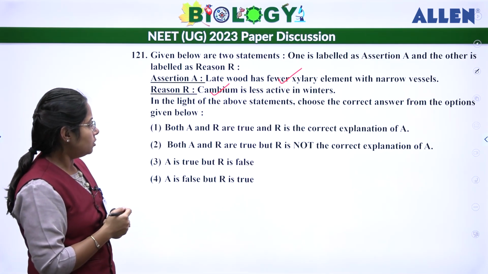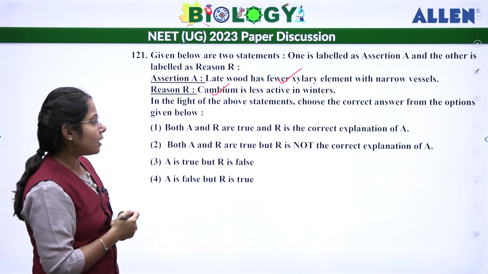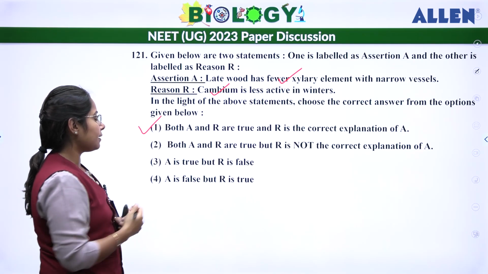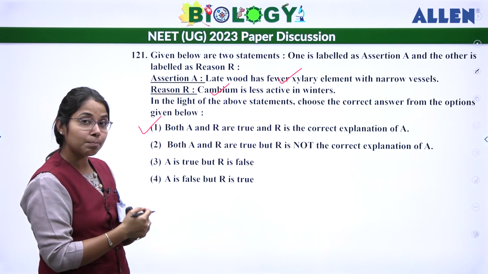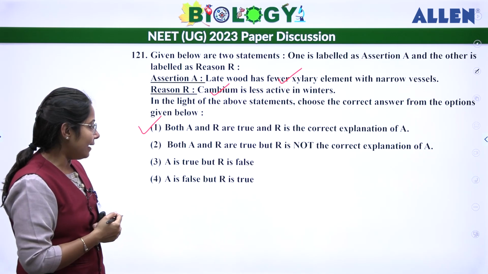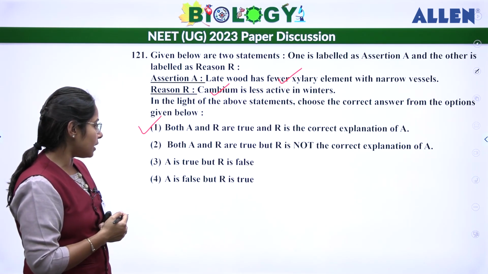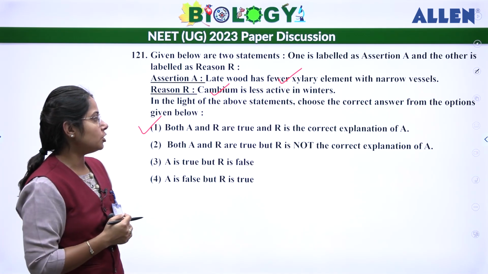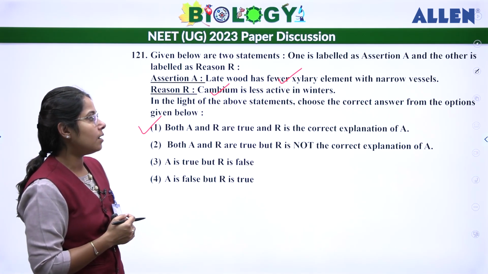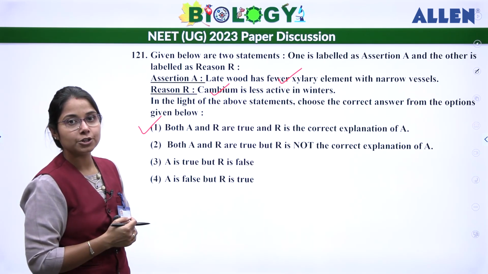So if we see the first option, both A and R are true and R is the correct explanation, which is correct. Second, both A and R are true, but R is not the correct explanation of the assertion. Third, A is true and R is false, and the fourth is A is false but the R is true. So the correct answer will be your first option. Both A and R are true and R is the correct explanation of A.